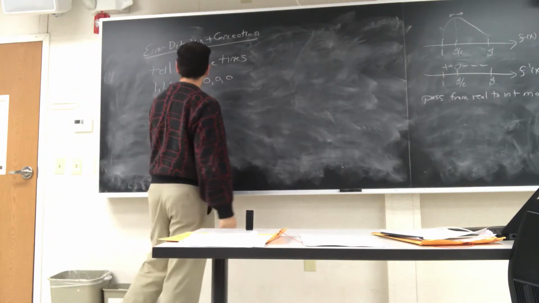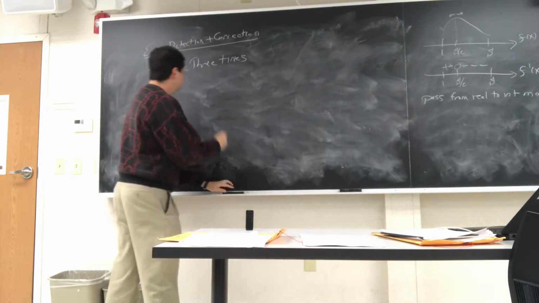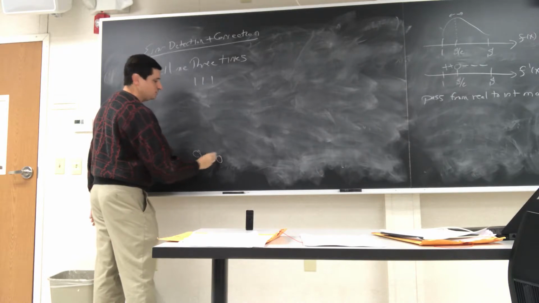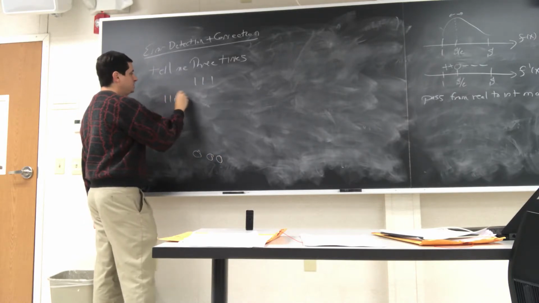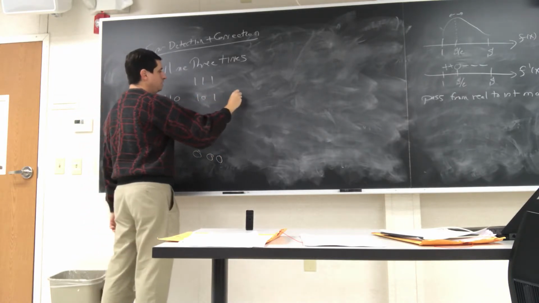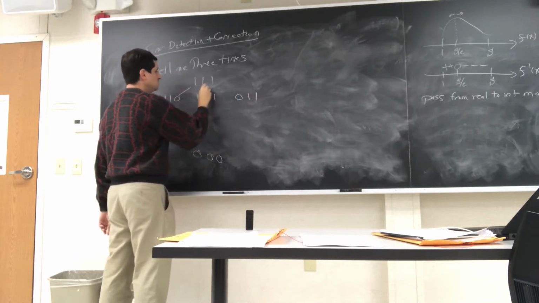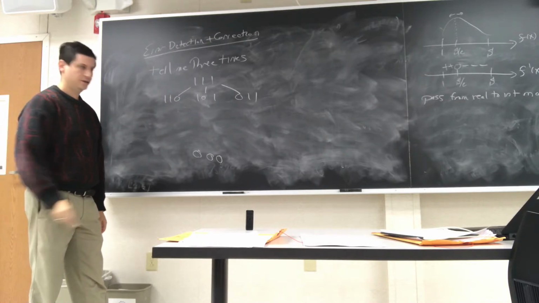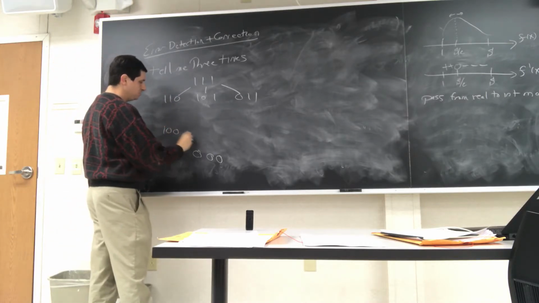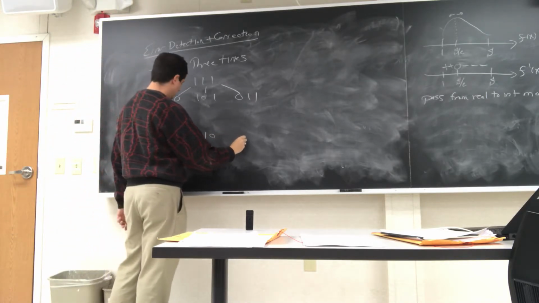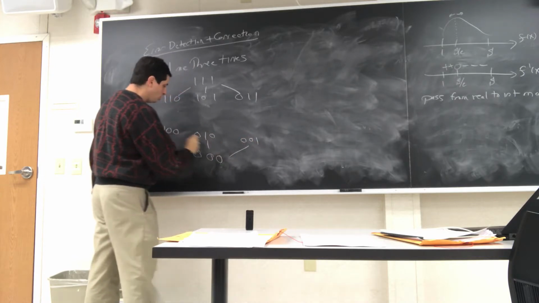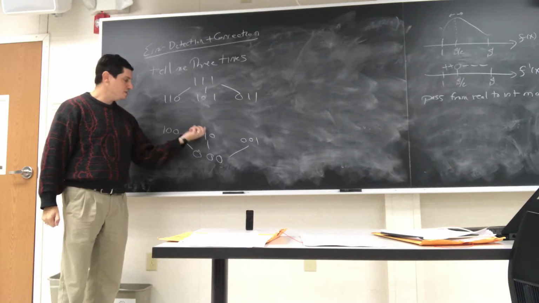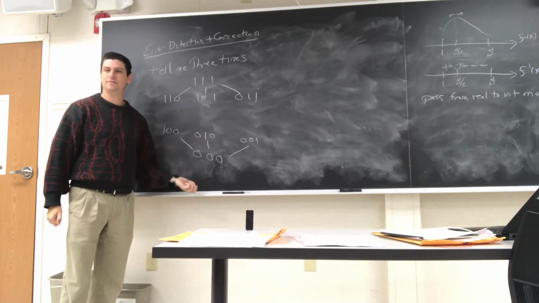So another way of writing this is I have 111 up here, 000 over here, and then I've got 110, 101, 011. These are all 1 unit away from 111. Down here I have 100, 010, and then 001. These are all 1 unit away from 000. And we are measuring distance by how many bits differ.